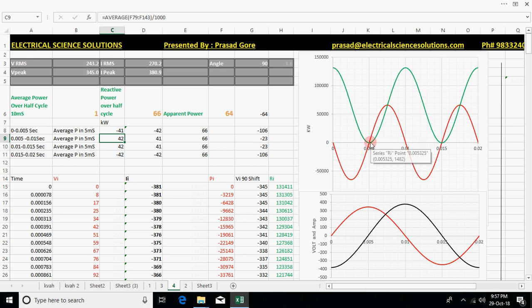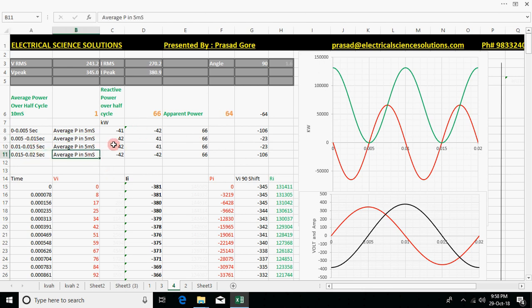The energy has to be generated and delivered for this inductor in the first 5 milliseconds. So what happens? The generating station's fuel consumption occurs in this particular region, but in the next region, that utilized energy is given back to the generating station. So the 42 kilowatt is the actual power absorbed in the first 5 milliseconds, and minus 42 is given back in the next 5 milliseconds. We have taken the average in the first 5 milliseconds, and in the second 5 milliseconds we have taken this. So the entire cycle is divided into 5, 10, 15, and 20 milliseconds.